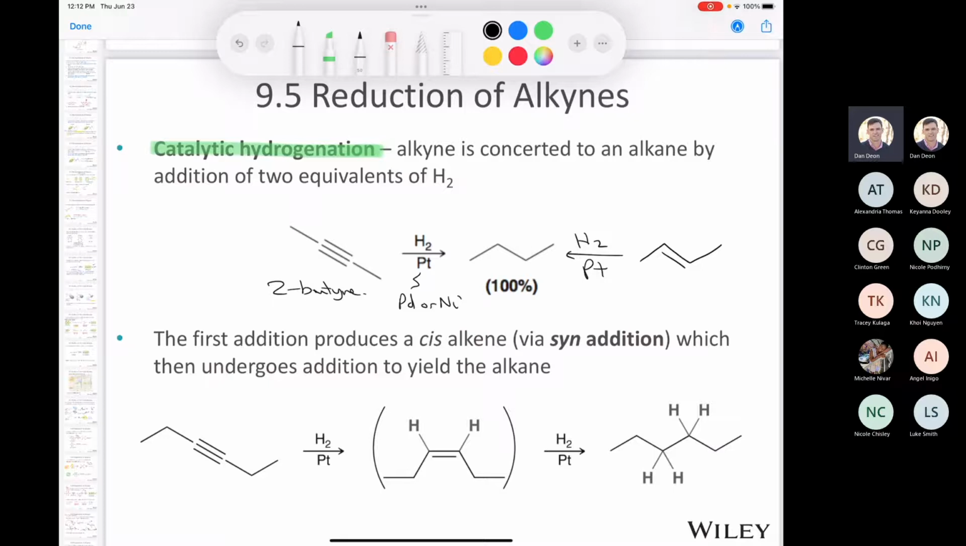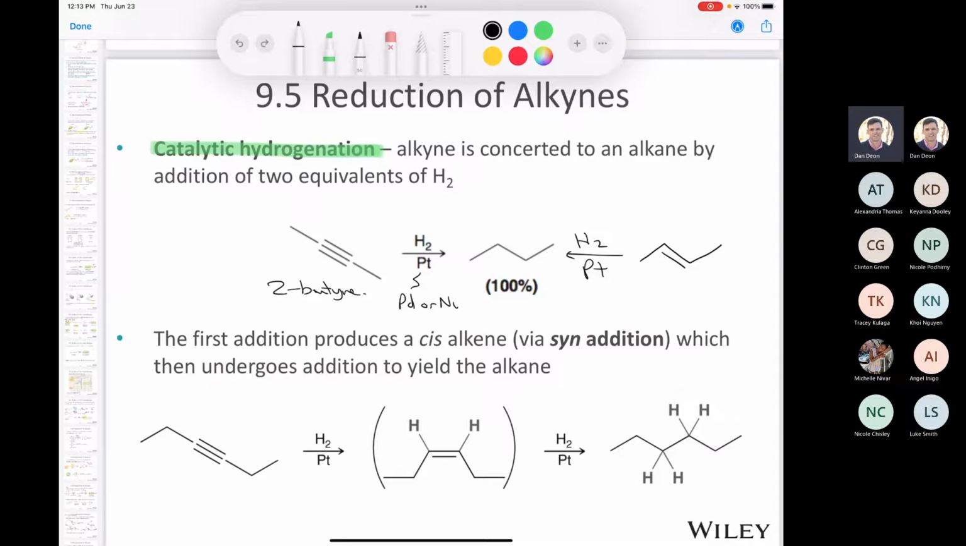It says here that the first addition produces a cis alkene, right? And that makes sense because we looked at the mechanism of hydrogenation in chapter 8, and we said it occurs with syn addition because the pi bond is approaching the surface of the catalyst. So it makes sense that you'd proceed through a cis alkene. However, it doesn't stop there, and you can't isolate the cis alkene. It just keeps going until you get to the fully hydrogenated product.